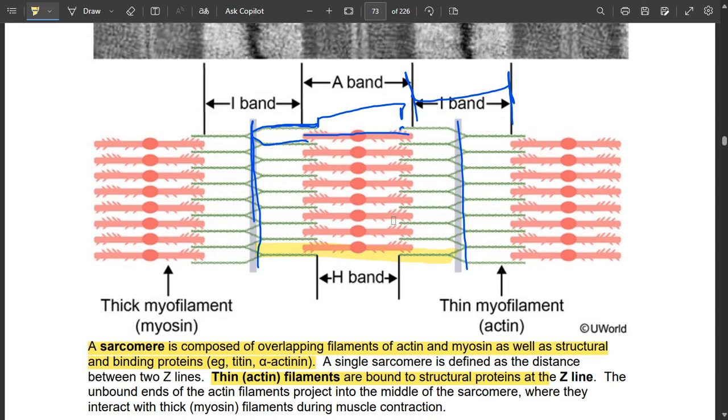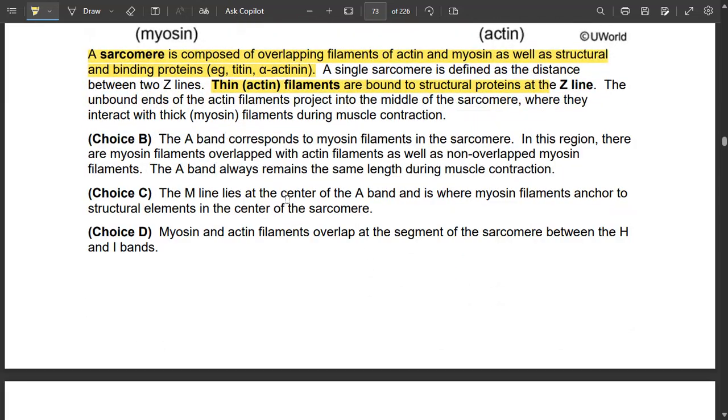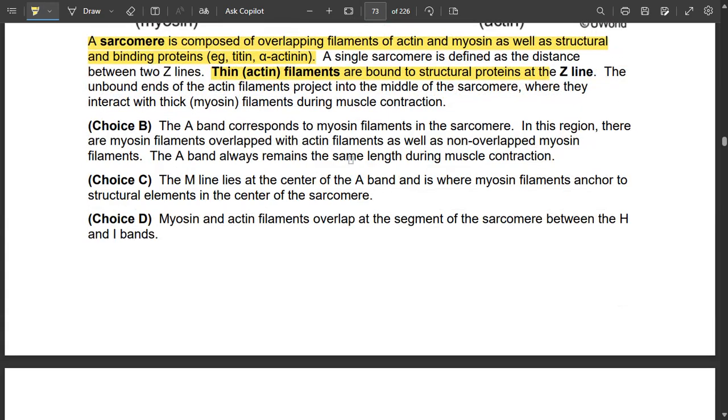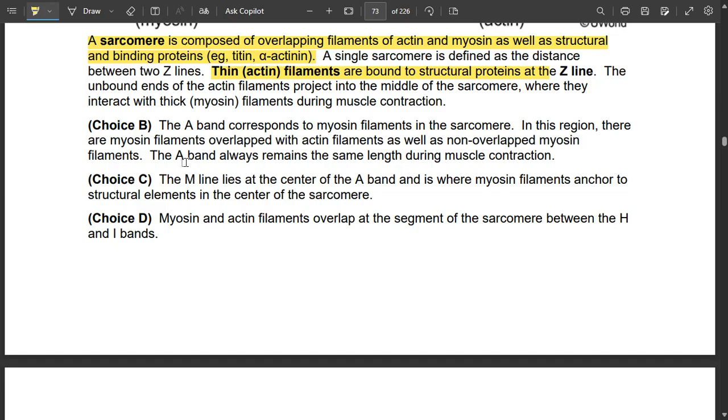So the A band represents the myosin filaments in the sarcomere. In this region, myosin filaments overlap with actin filaments as well as non-overlapping myosin filaments. So there is some area which is overlapping with the actin filaments, and there is some area which is not. Okay, the A bands always remain the same length during muscle contraction.